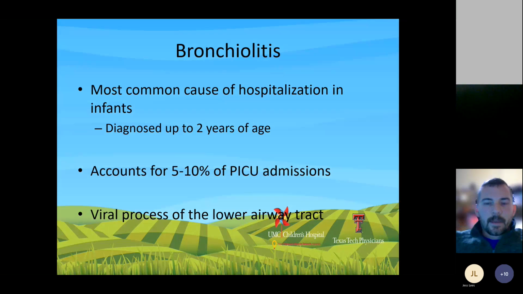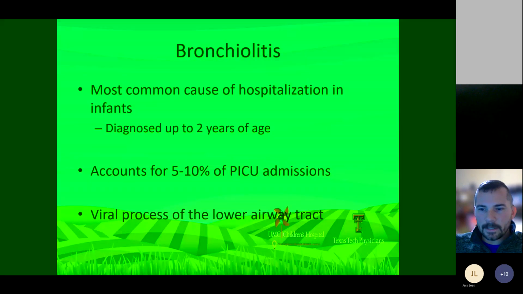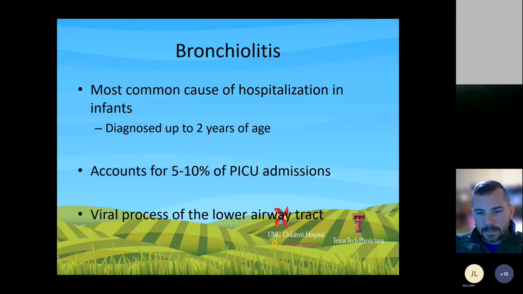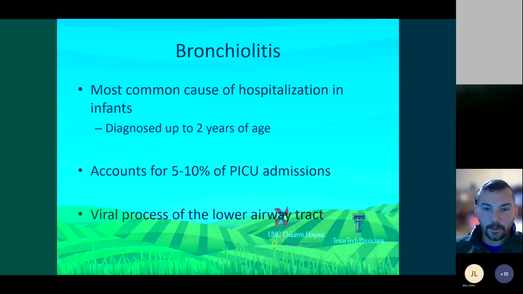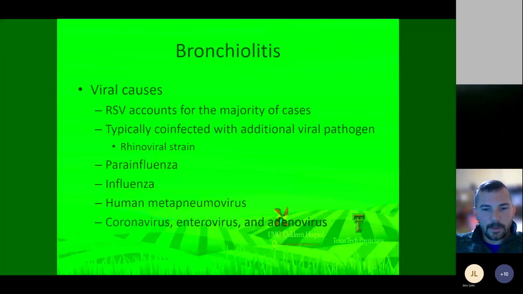So bronchiolitis we'll spend some decent time on, because again, we see this a lot. This is a large portion of our PICU admissions. Bronchiolitis is only diagnosed up to 2 years of age. Afterward, the airways are typically larger, and it's not a distal airway disease as significantly as it is in that younger population. It is a viral process, so typically we see any number of viruses. RSV is a big one with our younger children. That is the majority of cases.